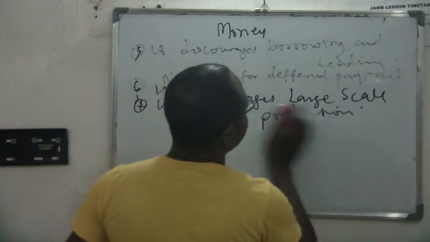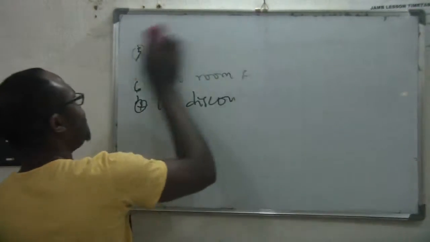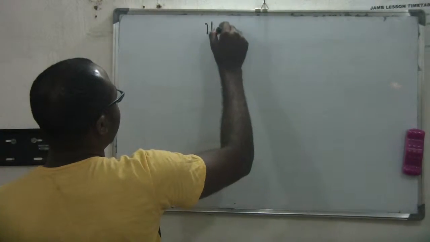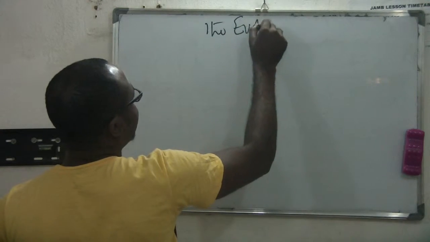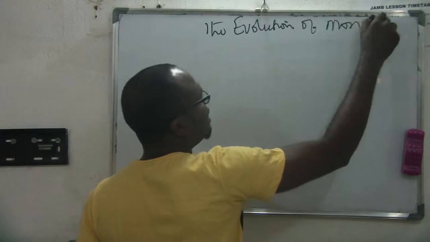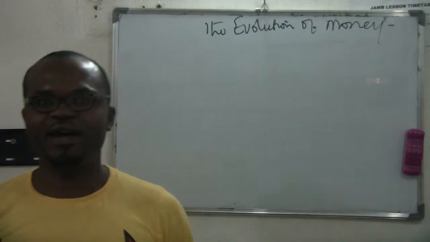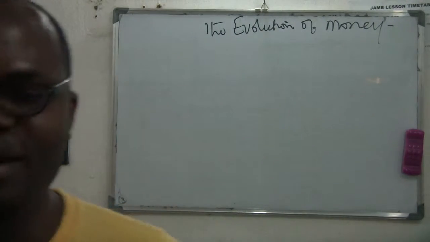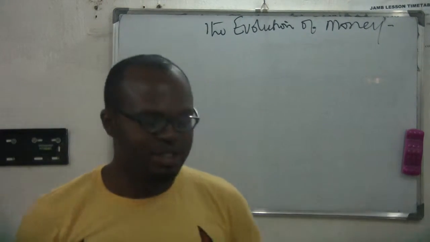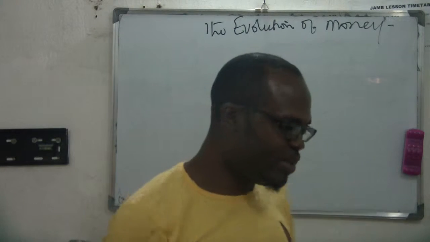Now we're going to look at a different topic under money, known as the evolution of money. How did the use of money come into being? How did we start the use of money? The evolution. How did we come about the use of money?